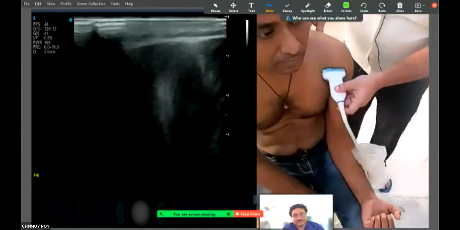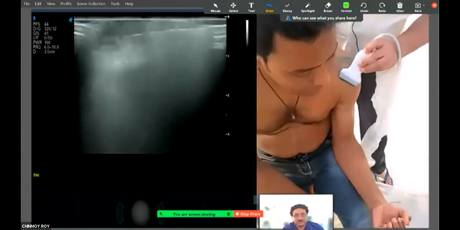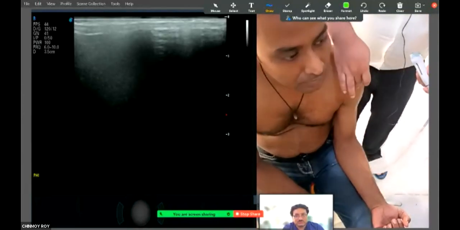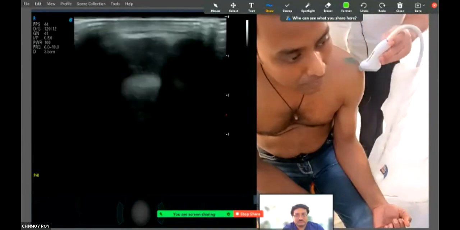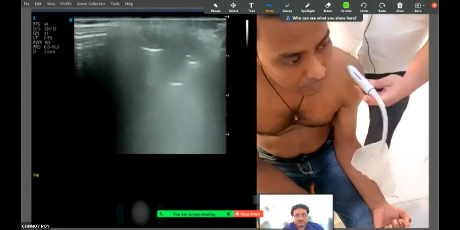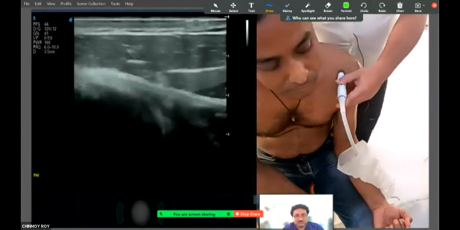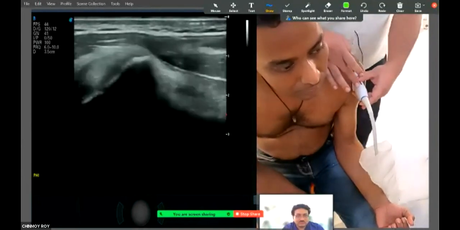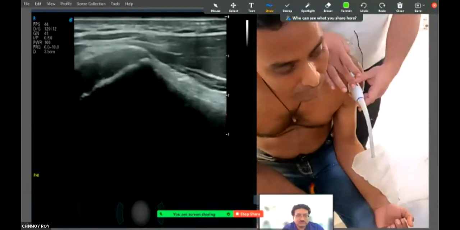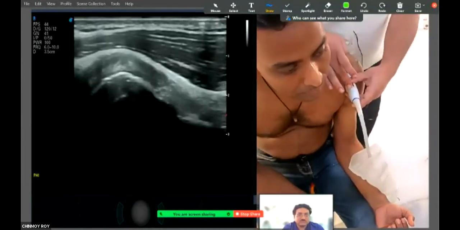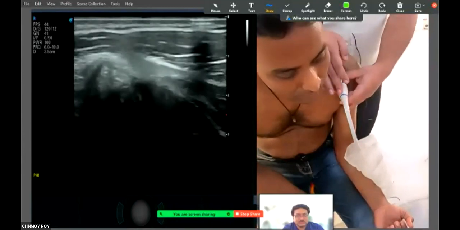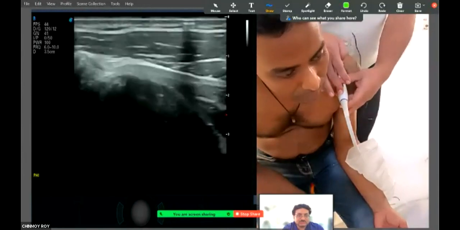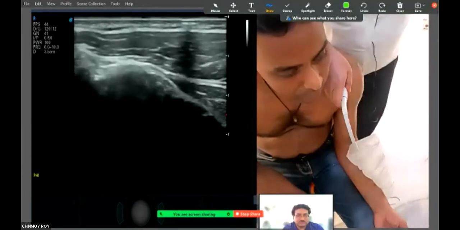So we have seen that our subscapularis muscle is coming from the medial side and joining the lesser tuberosity. We have not shown you the subscapularis muscle in a short axis view, so I show you in the short axis view also. As I told you, this is the biceps, this is the lesser tuberosity, and this is the subscapularis muscle. Just wait. Yeah, this one. Let me decrease the depth.